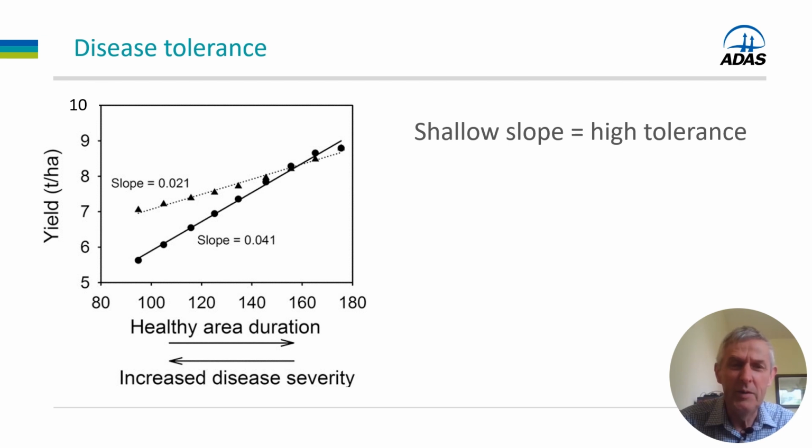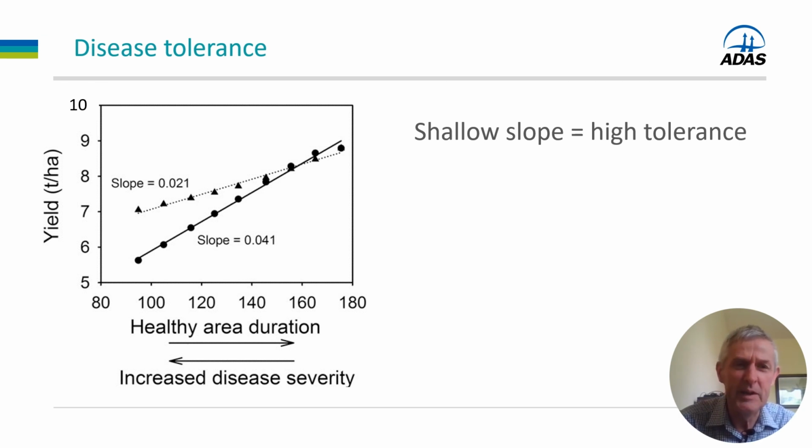Now when we do this, what we find is that varieties differ significantly in the slope of these relationships. So those varieties or breeding lines that have a shallow slope are exhibiting high tolerance because they're losing less yield per unit of HAD loss to disease, whereas an intolerant variety is going to have a steeper slope and lose more yield for a given amount of disease.